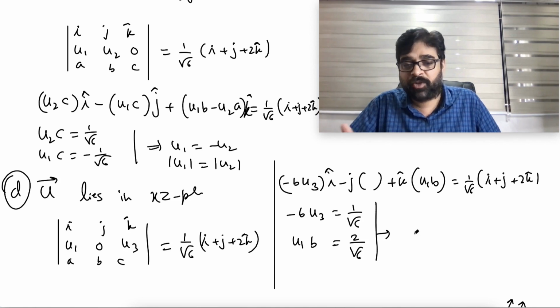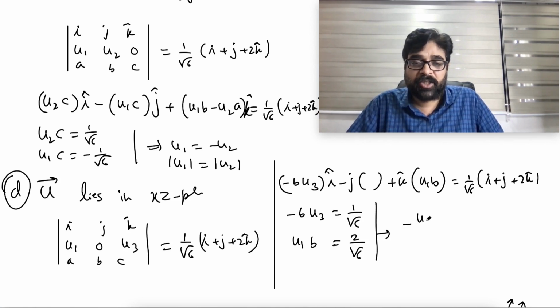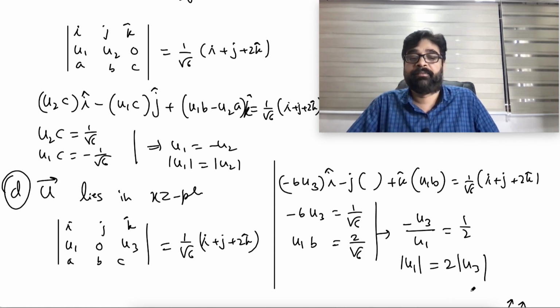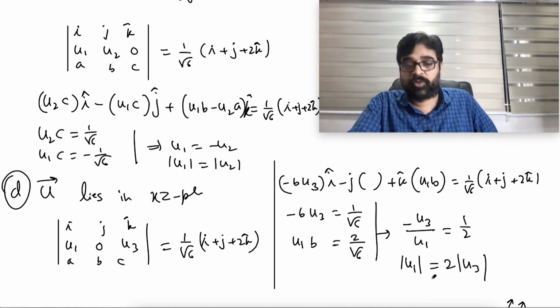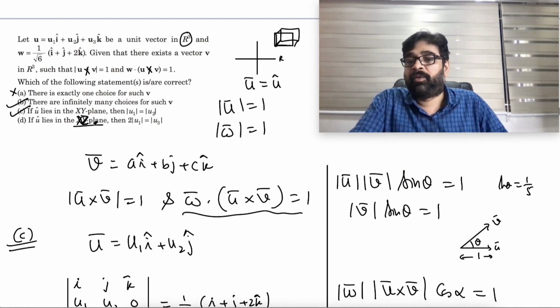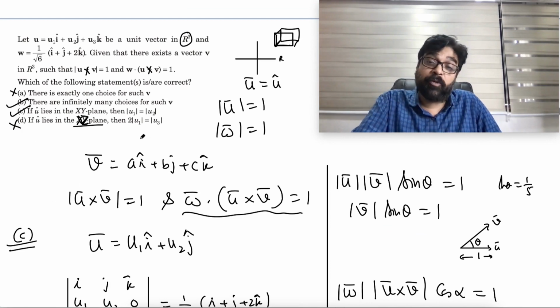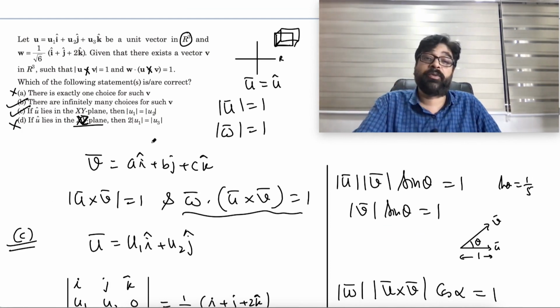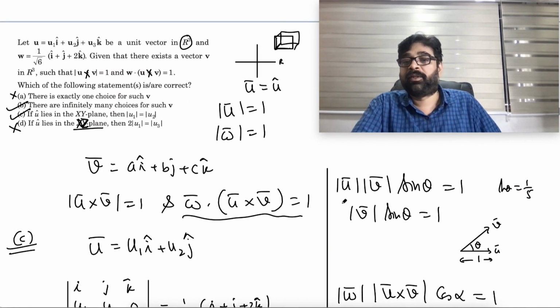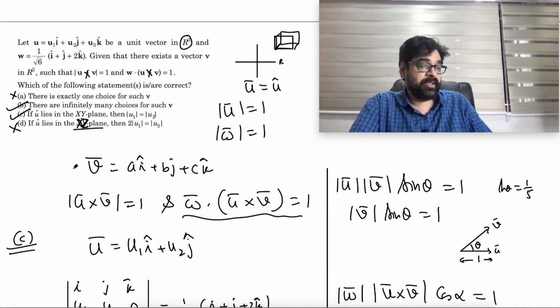Now divide these two, you will get what? Minus u3 by u1 equal to 1 by 2. So mod u1 equal to 2 mod u3. This option as written is wrong; if it were mod u1 equal to 2 mod u3, then it would be correct. So options B and C will be correct.